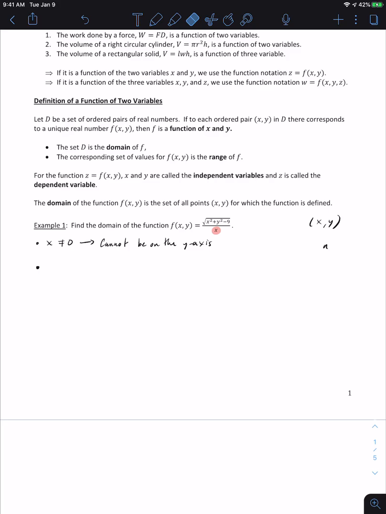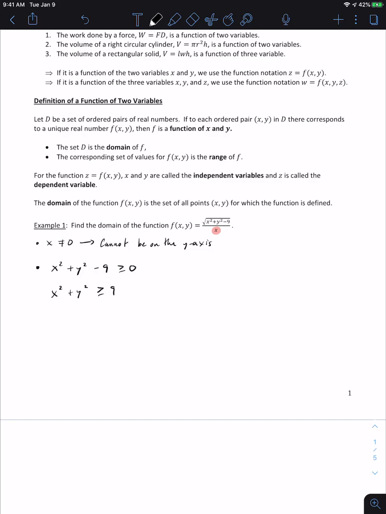Okay, now the other thing that can happen here is if you look, we have a square root, right? I have the square root of x squared plus y squared minus 9. So if that's a square root, what do we need to have happen? We need to have x squared plus y squared minus 9 greater than or equal to 0, because that means there'll be no negatives underneath the square root. So in this case, I end up getting x squared plus y squared is greater than or equal to 9. Well, what does that remind you of? That should remind you of a circle of radius 3 centered at the origin, right?